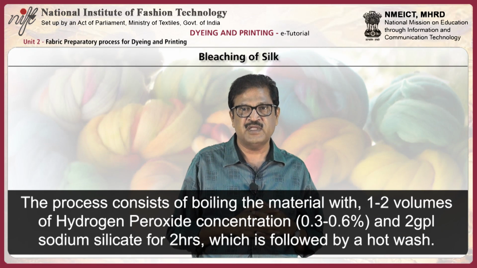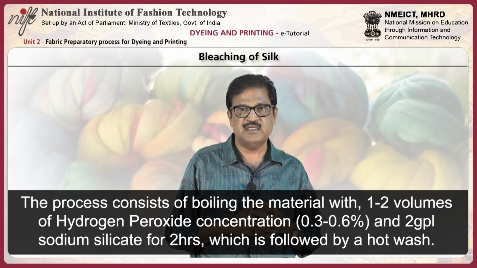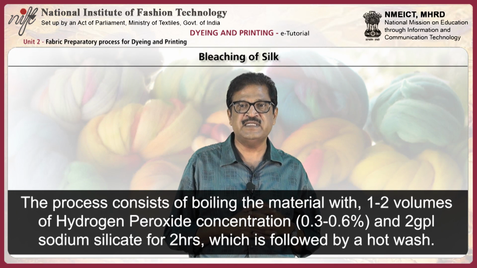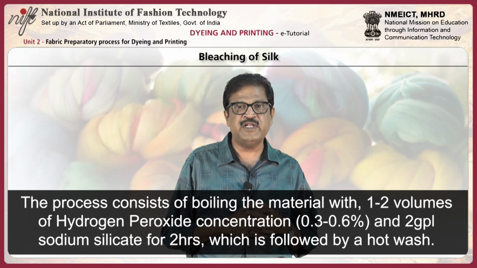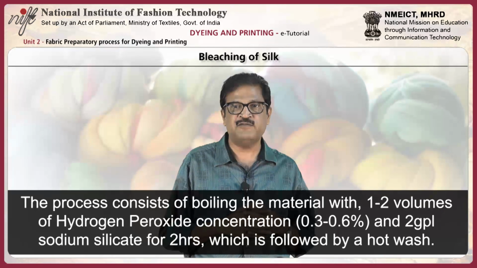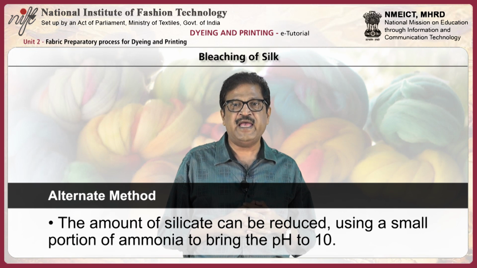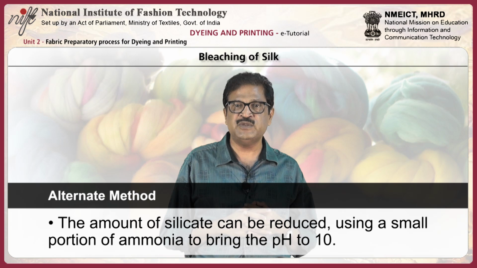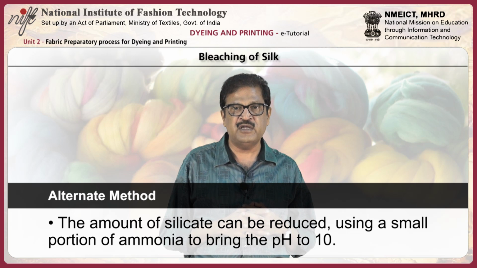Silk bleaching. The process of bleaching silk consists of boiling the material with 1 to 2 volumes of hydrogen peroxide, concentration about 0.3 to 0.6% and 2 grams per liter sodium silicate for 2 hours, which is followed by a hot wash. As an alternate method, the amount of silicate can be reduced using a small portion of ammonia to bring the pH to 10.